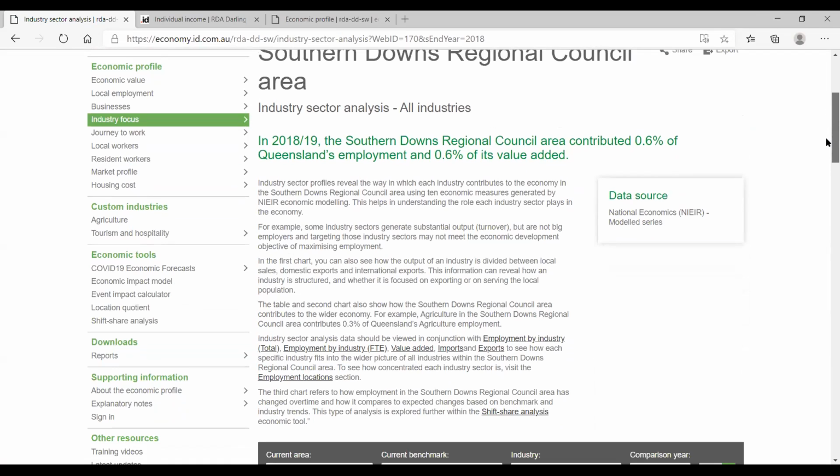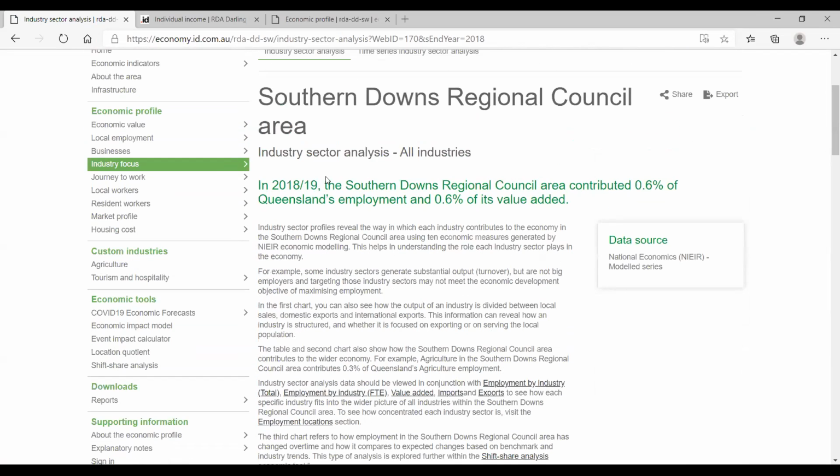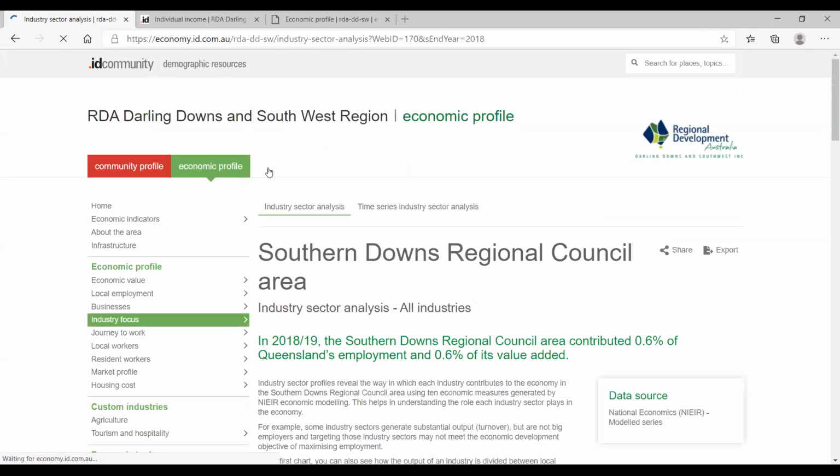Challenge. So, here's something that I think is really important. This is our industry focus. Some councils, some people on the Zoom, will have particular areas of interest that they work in. It might be healthcare and social assistance, manufacturing, or agriculture. This is going to give me a really good idea of what's happening just in those sectors.